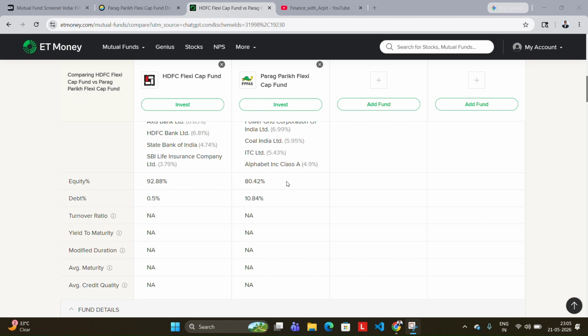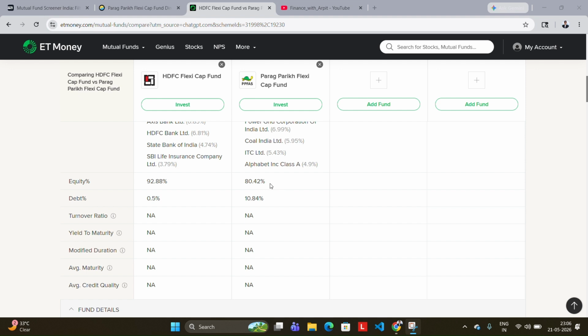Equity has a very high volatility. That's why the standard deviation of this fund is high. But this fund, HDFC Flexi, has also given us a few good returns with low exit load and low expense ratio. While Parag Flexi Cap Fund has less in equity, so the standard deviation is less, but the returns over the 5 years are almost similar, as we saw in the coin.